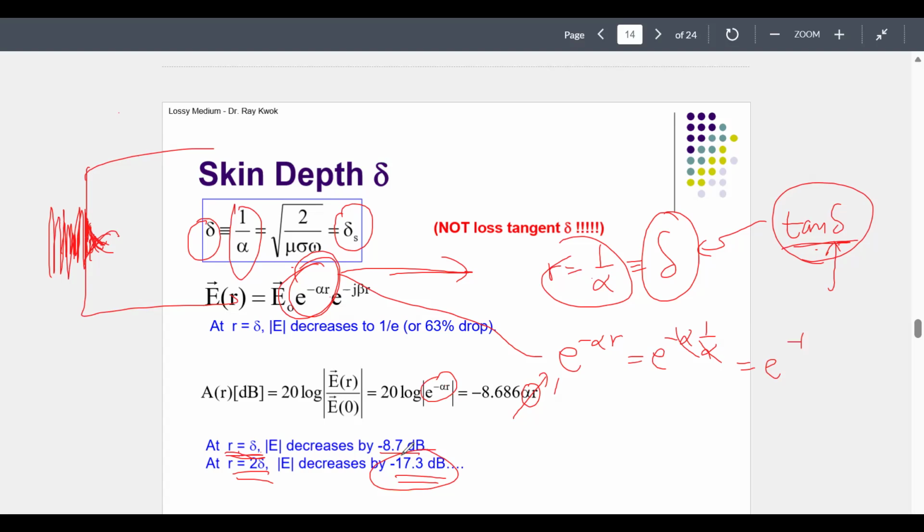5 skin depth, that's more than almost 100 dB already. So 1 billionth of the signal would be left. If I have 1 watt, I will have something like 0.19 nanowatts. So that's good enough, right?